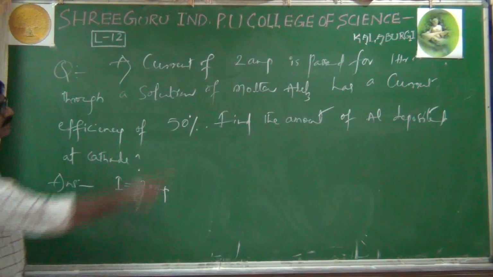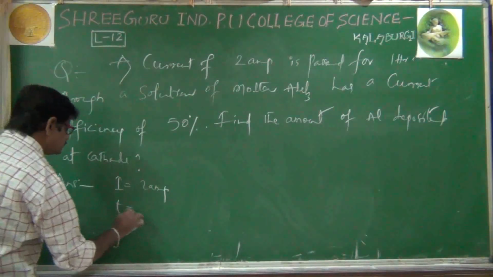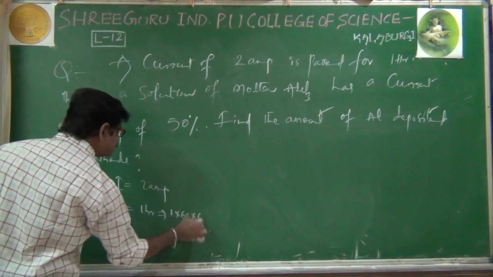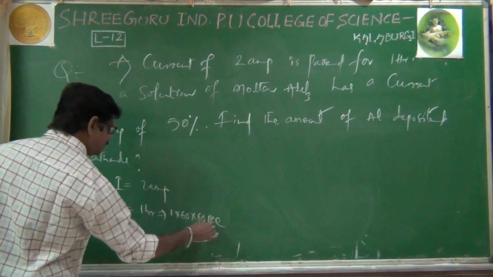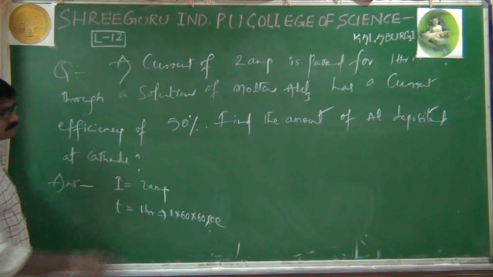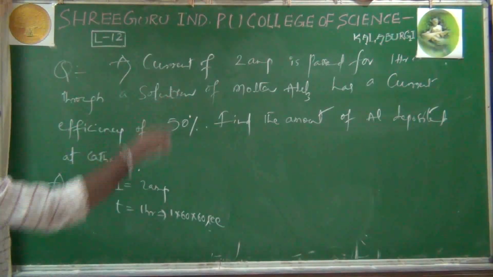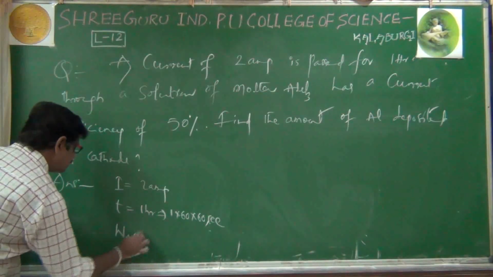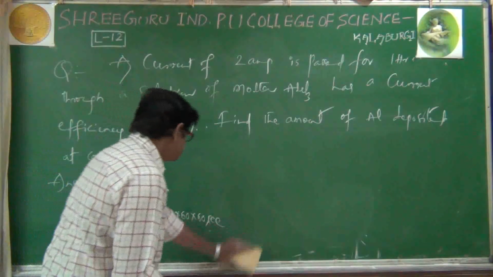2 amperes. Remaining, time is 1 hour. That is nothing but 1 into 60 into 60 seconds. If current is in amperes, time should be in seconds. Next, it is asking for W, the mass of aluminium, which is the question mark.